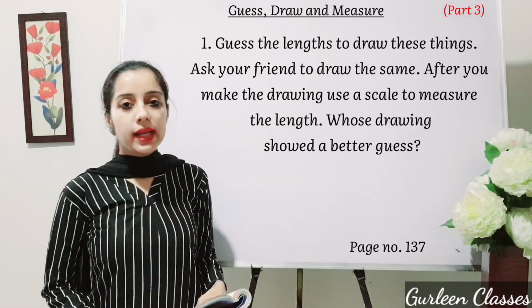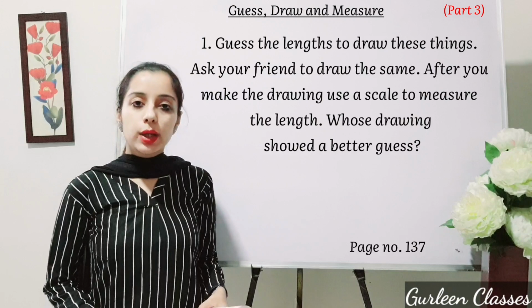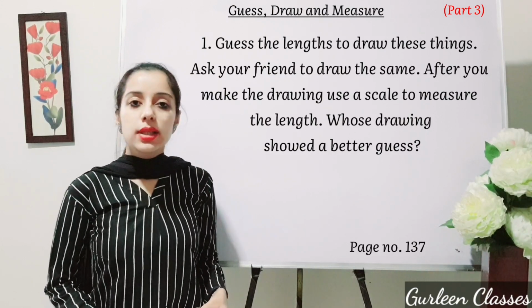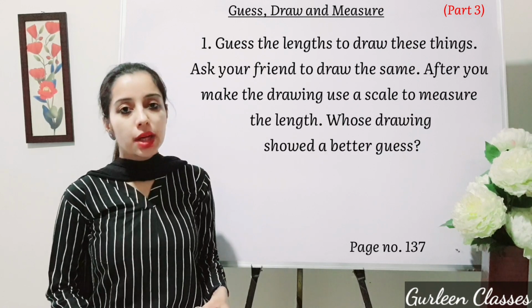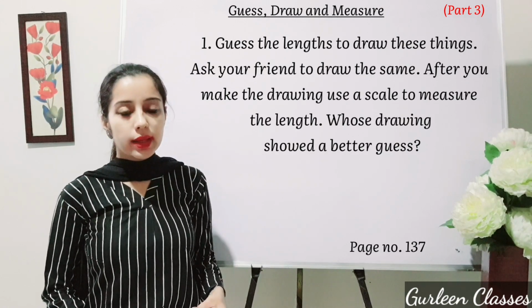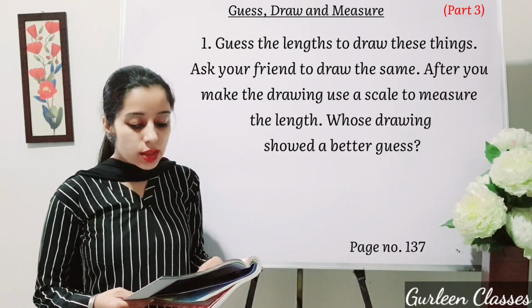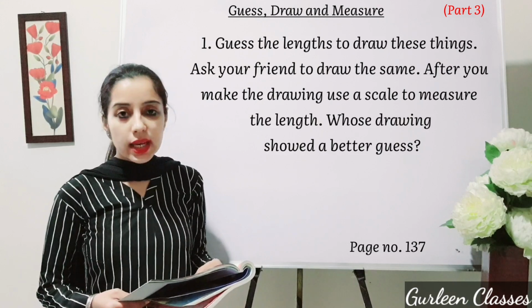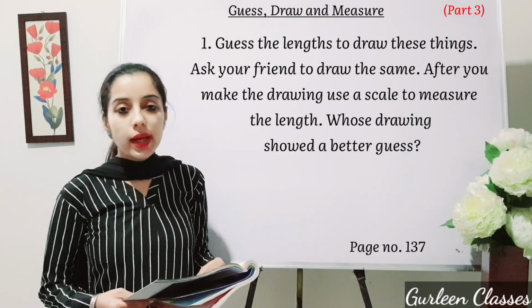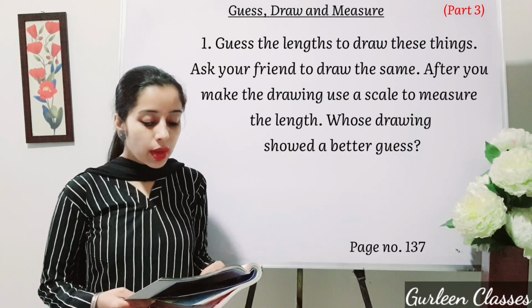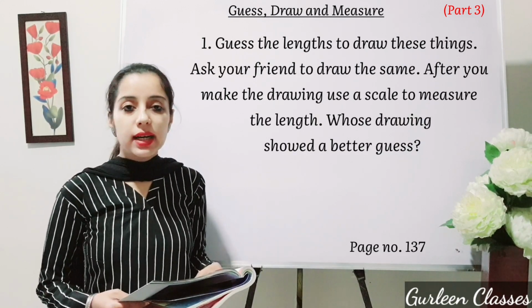Now let us do NCERT book questions. The topic is guess, draw and measure. So this topic is there in your book, page number 137. So now let us read together. Guess the lengths to draw these things. Ask your friend to draw the same. After you make the drawing, use a scale to measure the length. Whose drawing showed a better guess?